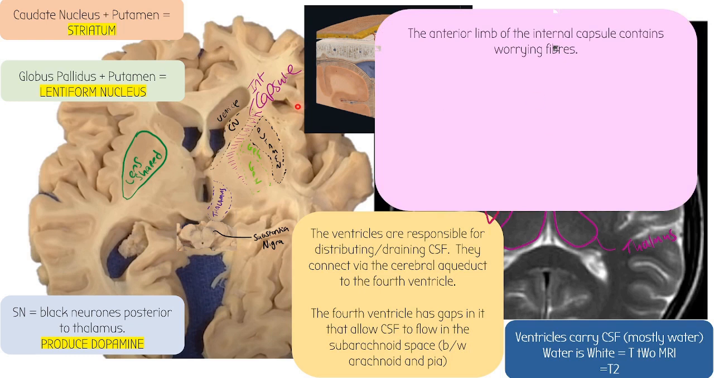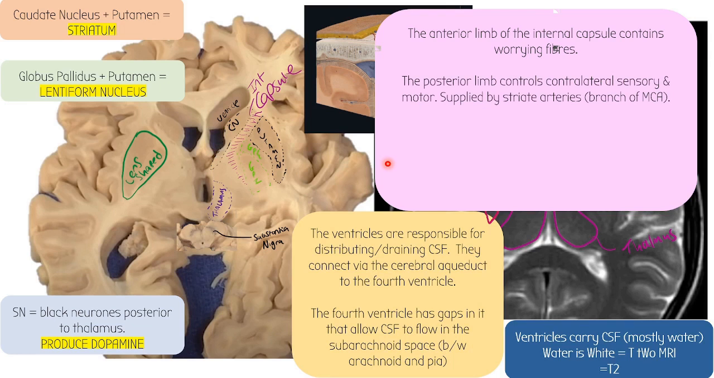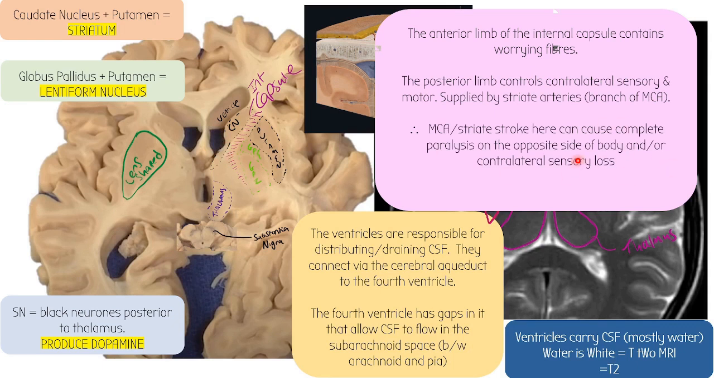Your anterior limb contains fibers that are responsible for worrying, stress and anxiety. The posterior limb is important for your contralateral motor and sensory supply. It is supplied by the striate arteries, which are a branch of the MCA. Therefore, if you have a stroke here, this can lead to complete paralysis on the other side of the body and also contralateral sensory loss. These types of strokes are known as lacunar strokes.